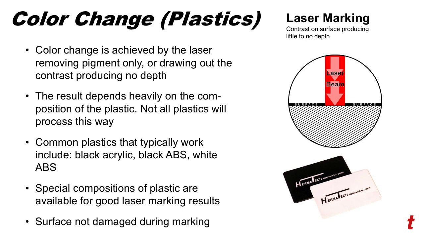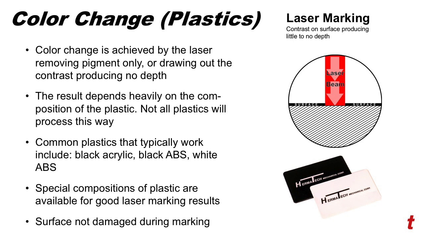Not all plastics will process this way. Common plastics that typically work include black acrylic, black ABS, and white ABS, as well as some others. However, testing may be required. Special compositions of plastics are available for good marking results, which means you can inject certain components into the plastic if you can control the injection molding process of the plastic to make it suitable for fiber lasers. Where some materials work naturally, others require this process.